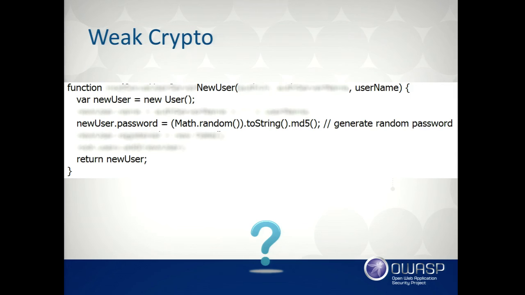Actually, maybe you guys can look at the code and tell me if you see anything wrong with it. This is code taken from an open source JavaScript-based authentication library. It generates a new user password. It takes a random number, makes a string out of it, and hashes it with MD5. So what's wrong?